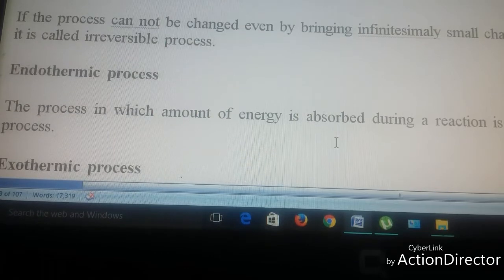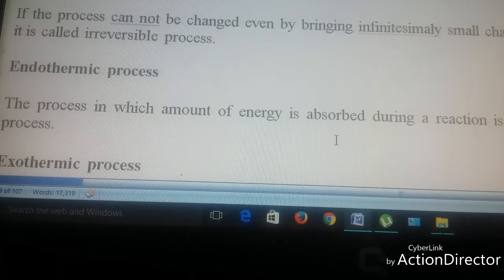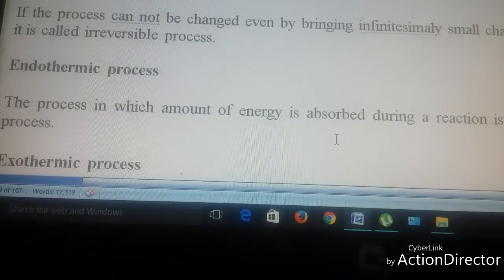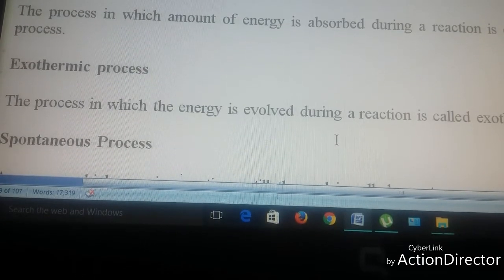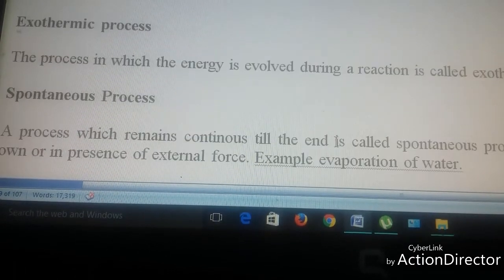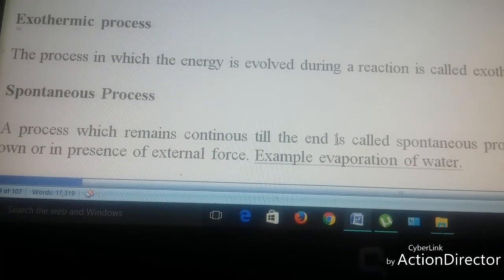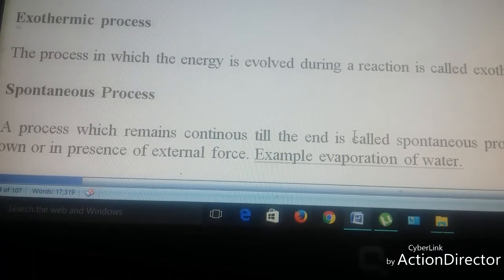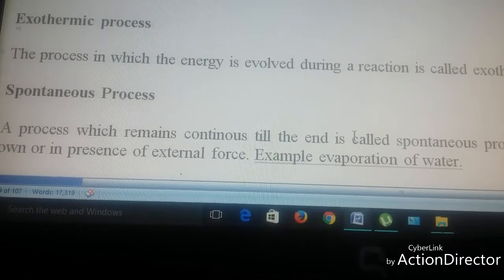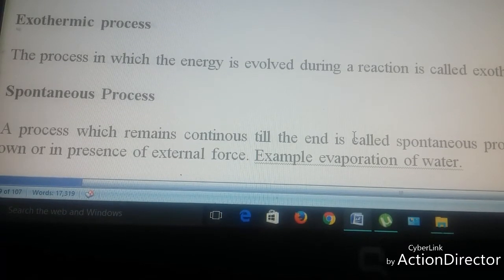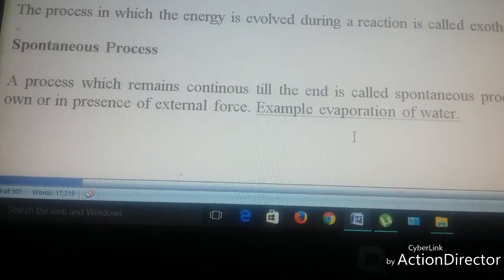Endothermic processes are those in which energy is absorbed during the reaction, and exothermic processes are those in which energy is evolved during a reaction. In case of heat, we say heat will be given out. A spontaneous process continues till the end, and it starts on its own or in the presence of some external force. An example is the evaporation of water.